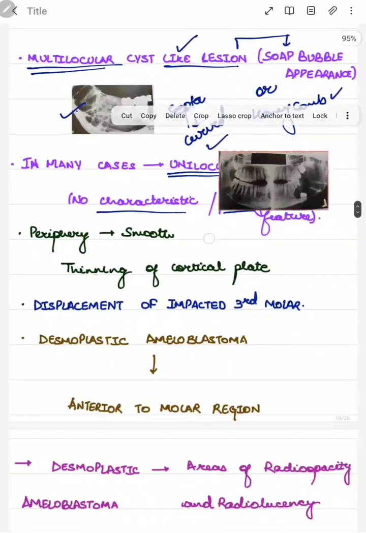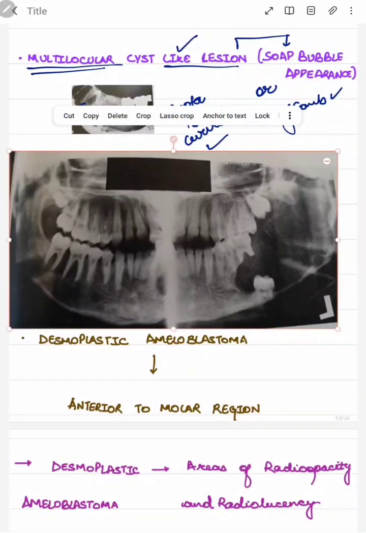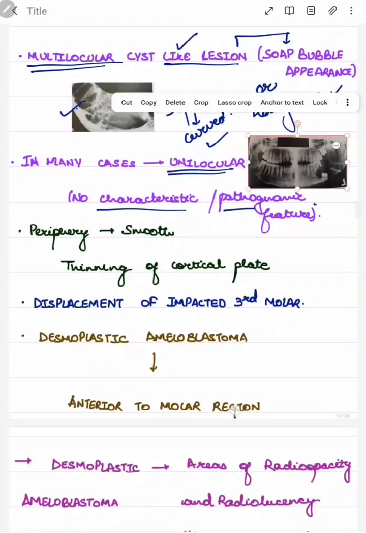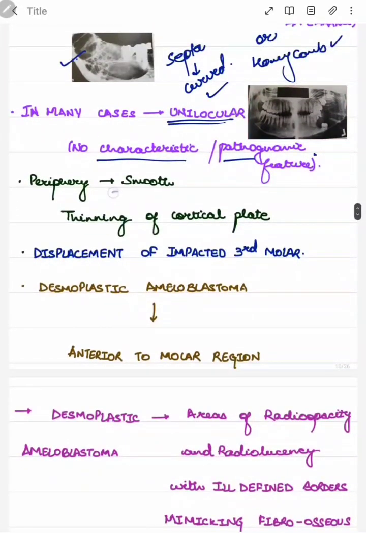So in this picture you can see it is a unilocular cystic lesion. There is no pathognomonic or characteristic feature you can see here. So now the periphery of the lesion can be smooth, or there will be thinning of the cortical plate. Now, the displacement of impacted third molar can also be seen.